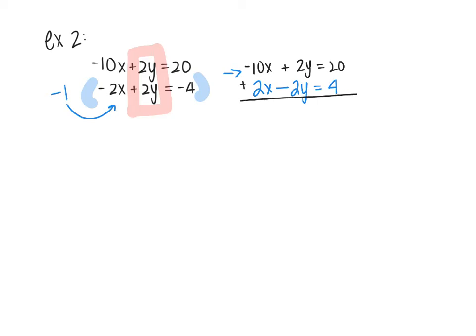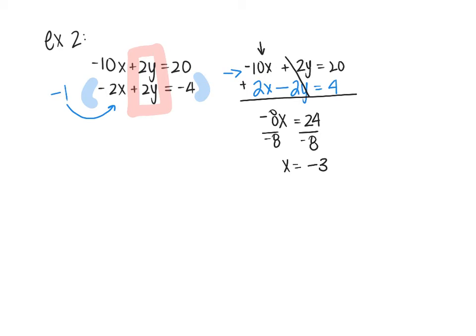Add them straight down, add them component-wise. So I've got negative 10x plus 2x gives me negative 8x. Those cancel because 2y plus negative 2y, or 2y minus 2y. And then I have 24. I'm going to divide and get x equals negative 3. So that's my first answer.